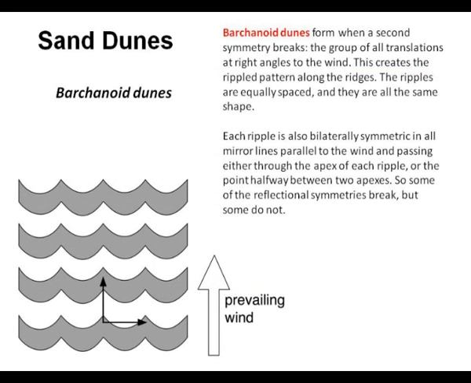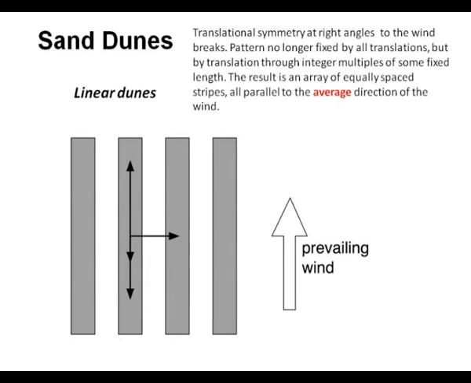Now with the barchanoid dunes, where it's like that except they've become wavy, we've broken another set of symmetries. The left-right translations. They're not through any distance anymore. They are through specific multiples of the wavelength as well. So a second group of symmetries has broken to get the barchanoid dunes. And in fact, if you imagine taking the sharp pointy bits and just pinching them off, you get a pattern of spots, which would again have specific translations in both directions. Linear dunes are very similar to the transverse ones in terms of the symmetry, except it's now the translations at right angles to the wind that have broken to give stripes. The ones in the wind direction remain.